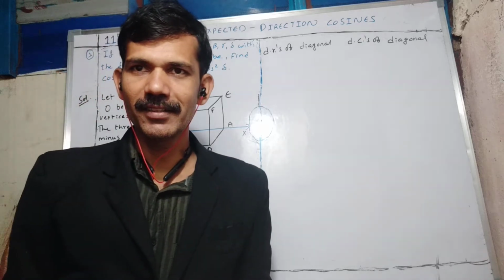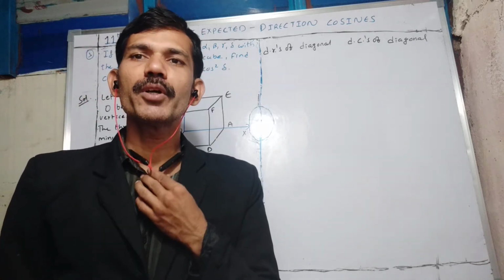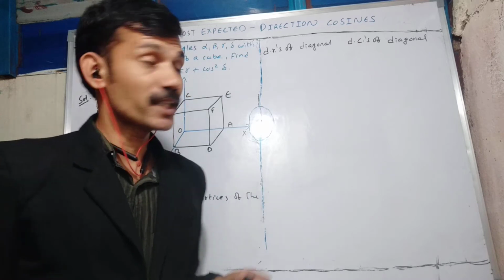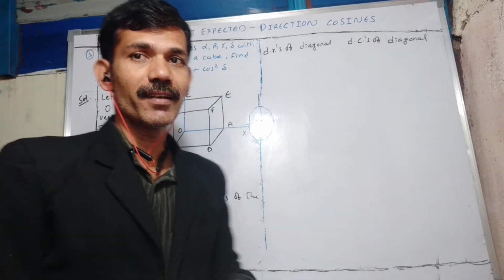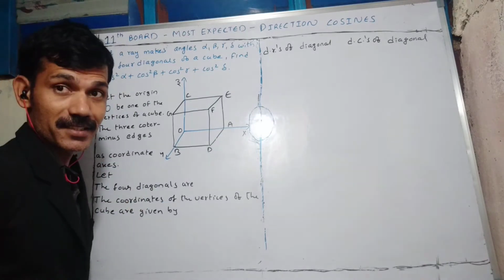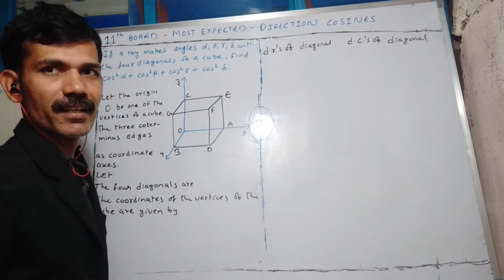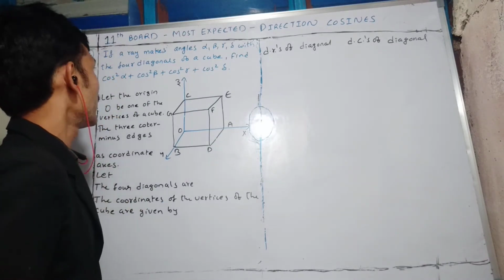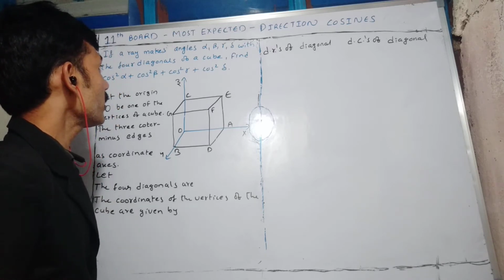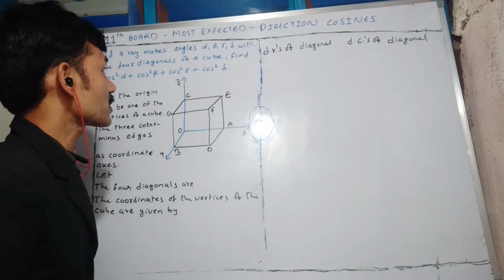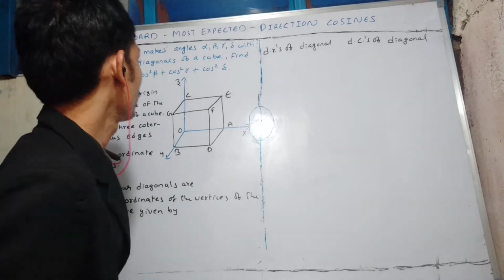Welcome to all. Let us solve one more important question from the chapter Direction Cosines and Direction Ratios. The question is given like this: if a ray makes angles alpha, beta, gamma and delta with the four diagonals of a cube, find the value of cos square alpha plus cos square beta plus cos square gamma plus cos square delta.